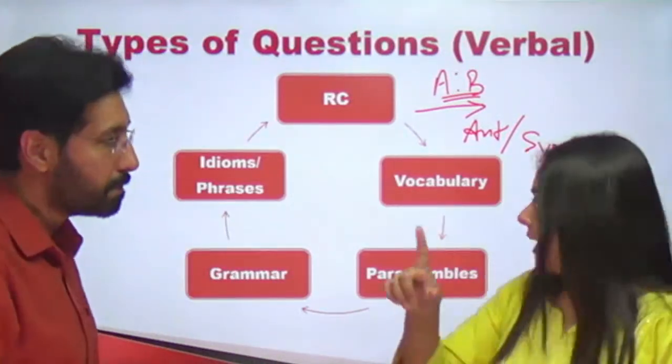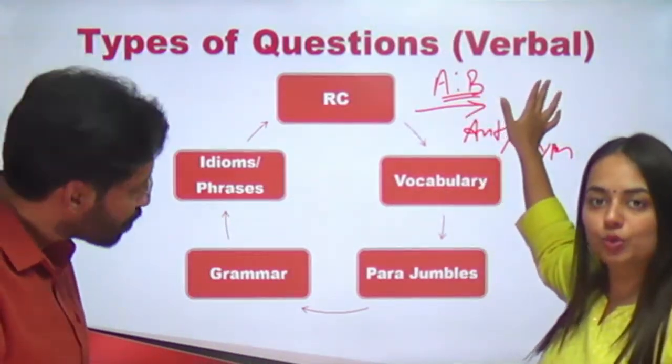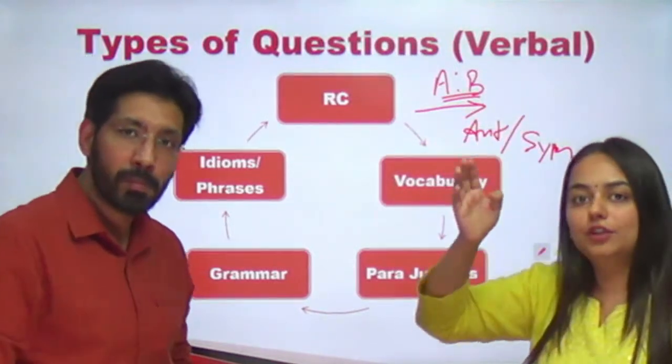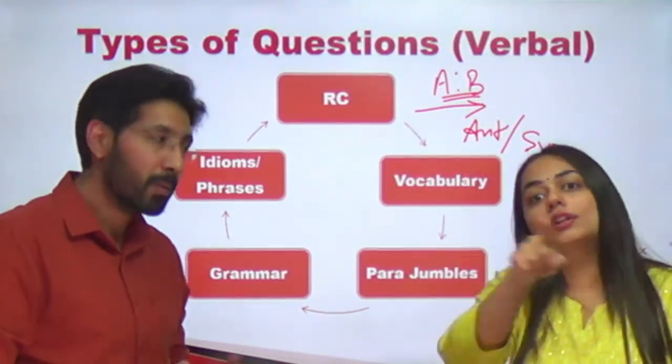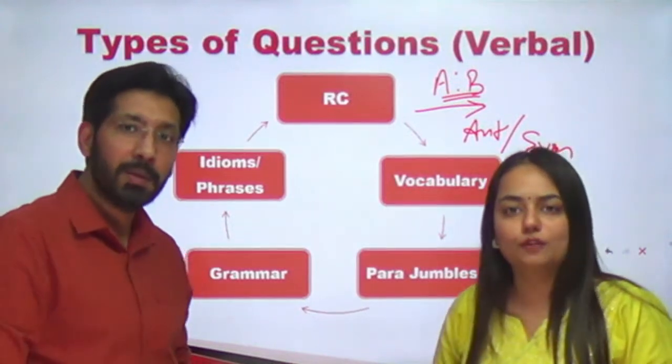For example, I said mango is to fruit. What if in the option they've given you furniture is to chair? Now the order is reversed. So just be careful of the order also.